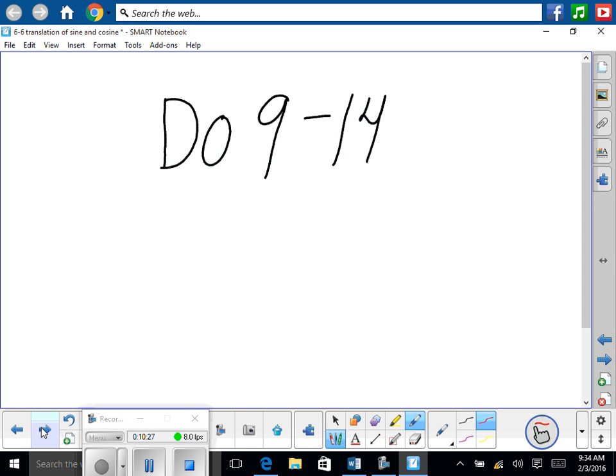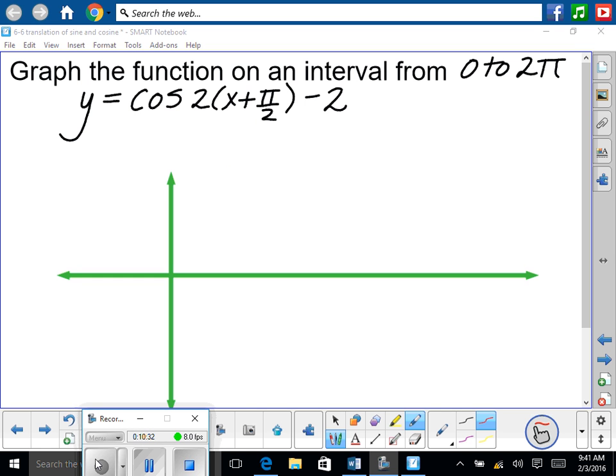Okay, do 9 through 14. Okay, so now we're just going to graph some shifted cosine and sine functions. I'm going to help you make these easier on yourself because I need them to be decently accurate. So follow what I say, but give yourself plenty of room. I had to redo all of them because it was all squished. So here's my first example.